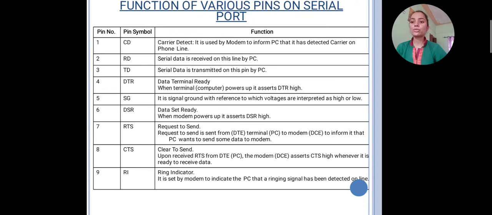DSR, data set ready. When the modem powers up, it asserts DSR high. RTS, request to send. Request to send is sent from the DTE terminal, the PC, to the modem to inform it that the PC wants to send some data to the modem. CTS, clear to send. Upon receiving RTS from the DTE, the modem asserts CTS high whenever it is ready to receive data. RI, the ring indicator, is set by the modem to indicate to the PC that a ring signal has been detected on the line.